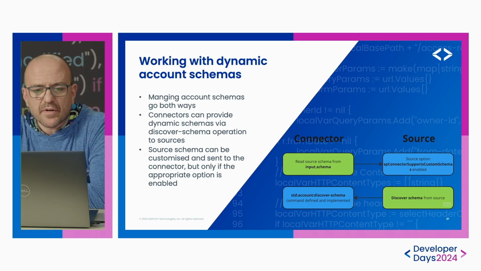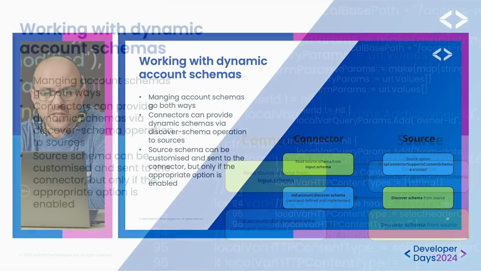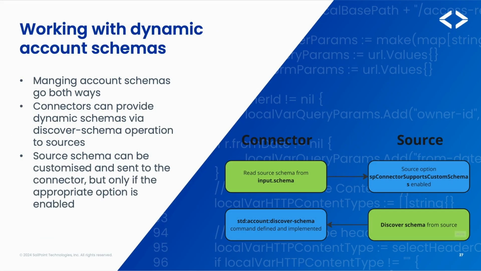Now let's dig deeper into schema management. We talked about how connector-spec.json defines schema defaults on source creation. After the source is created, when the schema changes on any side, source or connector runtime, it's not transmitted by default. However, there is a way to bidirectionally communicate schema changes between source and runtime. Let's start with the source. As I mentioned before, the source can dynamically discover the schema from the connector. We need to implement the std:account:discover-schema operation for that to be possible.